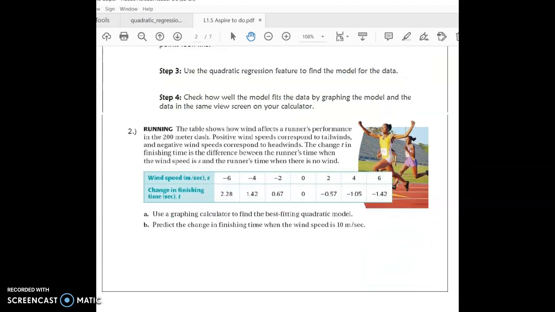You move on here and do the same thing. Again, use a graphing calculator to find the best fit. And then this time, predict the change in finishing times when the wind speed is 10 meters. So you're looking for when X is 10. So you can use the calculate button and put in a value if you want, or you can look at the table and see when the X value is 10. Ask me about that in class if you're not sure.